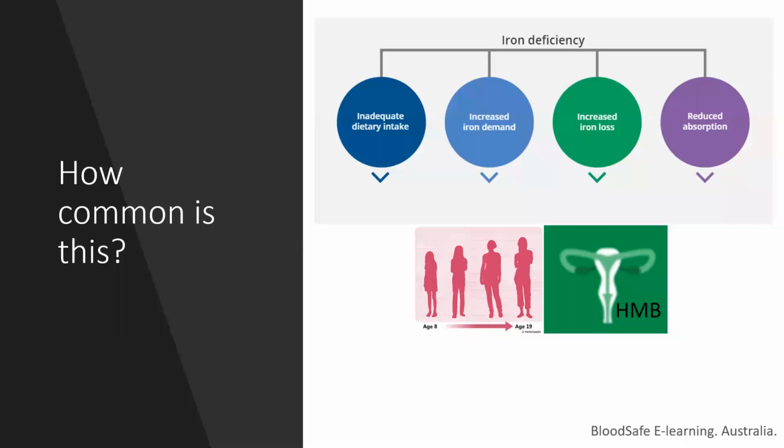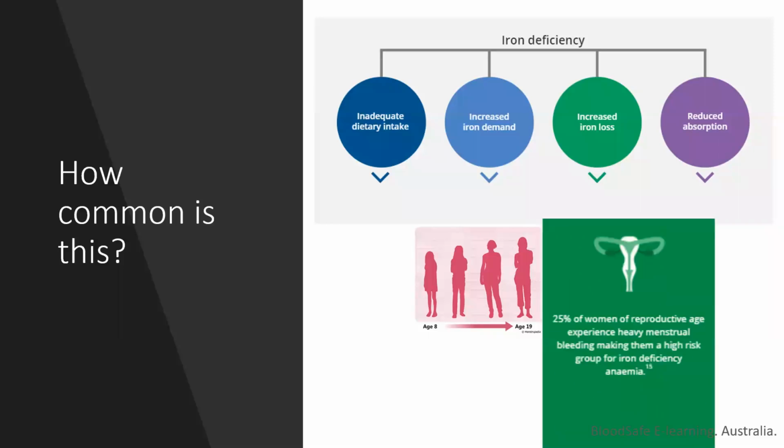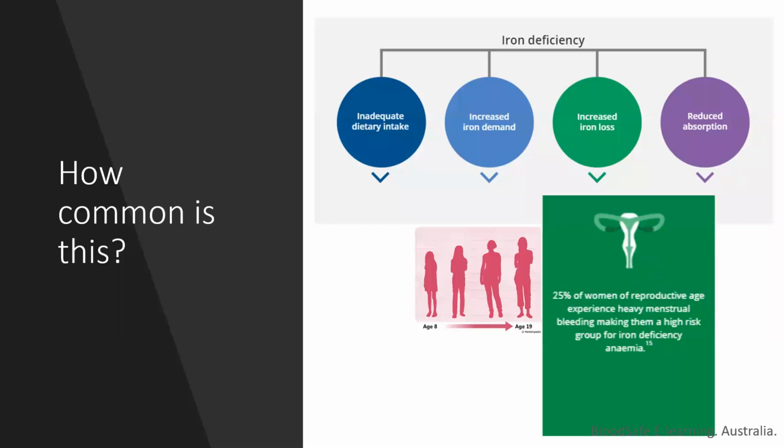Now you may wonder, how common is this problem? So 25% of women of reproductive age experience heavy menstrual bleeding, which makes them a high risk group for iron deficiency anemia. And as you all know, iron deficiency anemia is a bit of a public health crisis.